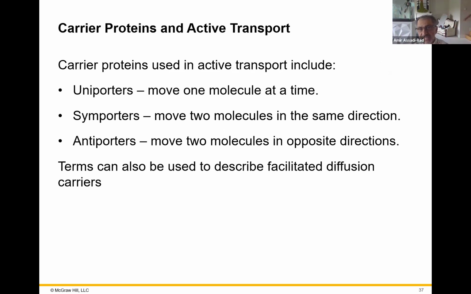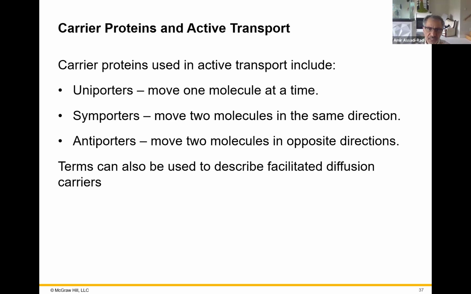So carrier proteins and active transports. Carrier proteins used in active transport include uniporters, symporters, and antiporters. Move one molecule at a time, move two molecules in the same direction, and move two molecules in opposite directions. Okay, I hope your textbook just did not write them down. They have some pictures. If they have pictures, then I would like you to know that. If there is no pictures, there is no diagrams, forget it.